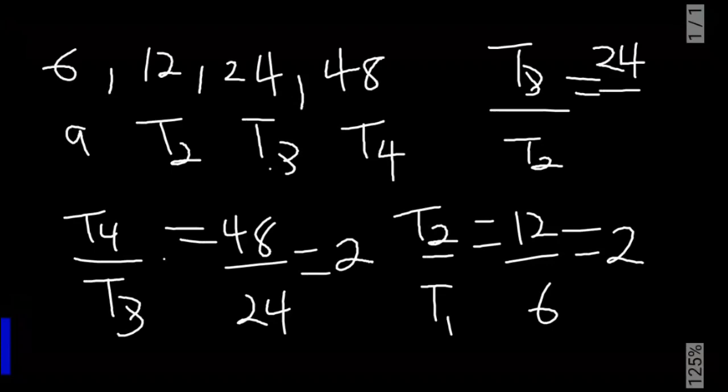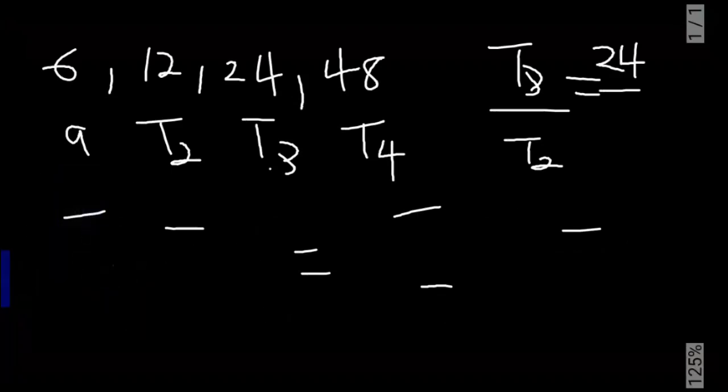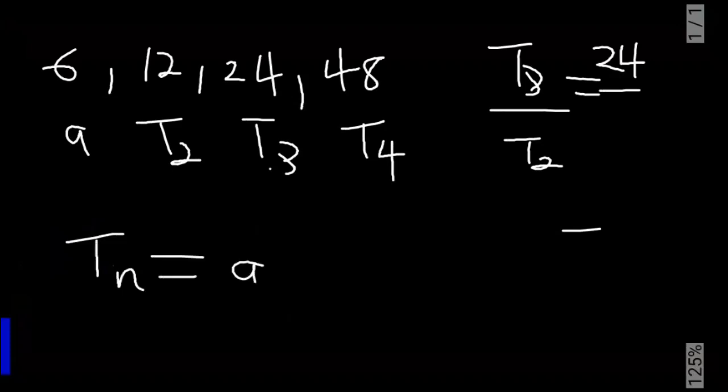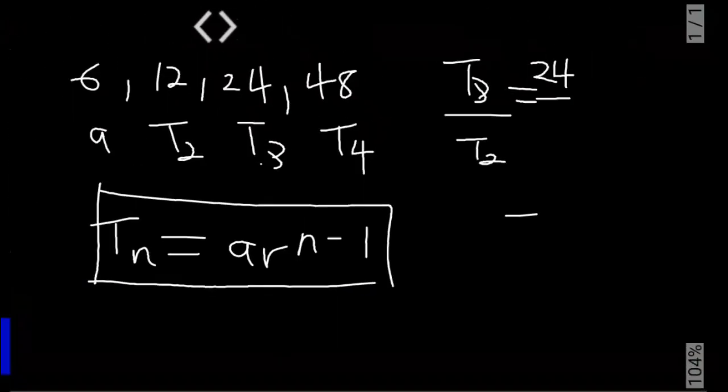If you have a sequence and you are told to find a particular missing term in that sequence, the formula for that is Tn equals A r to the power of n minus 1, where Tn is that missing term, A is the first term, r is the common ratio, and n is the position of the missing term. So how do we come about this formula? Let me show you here.